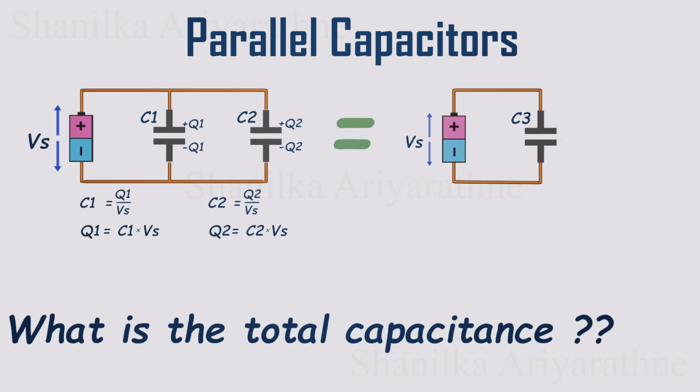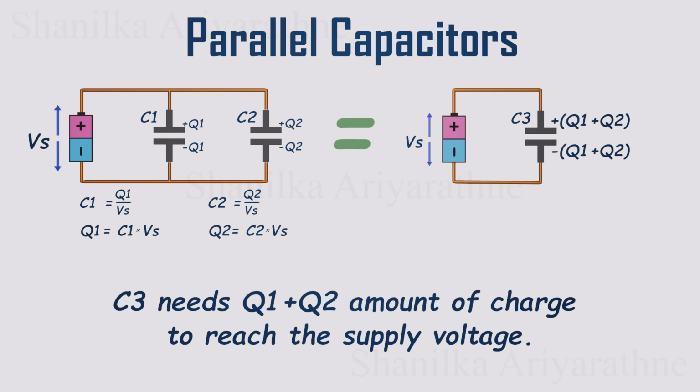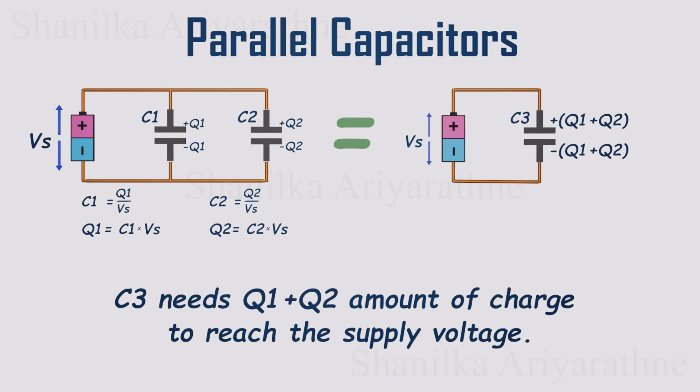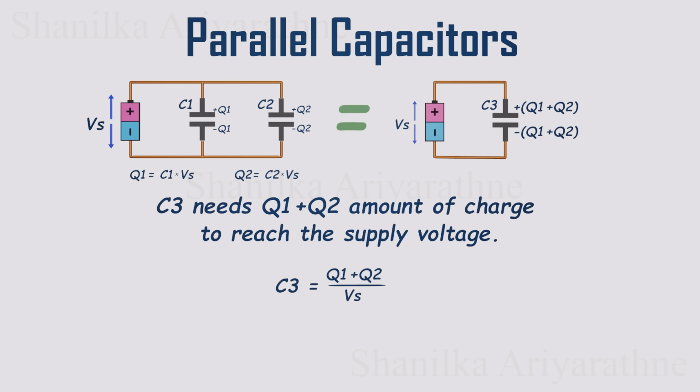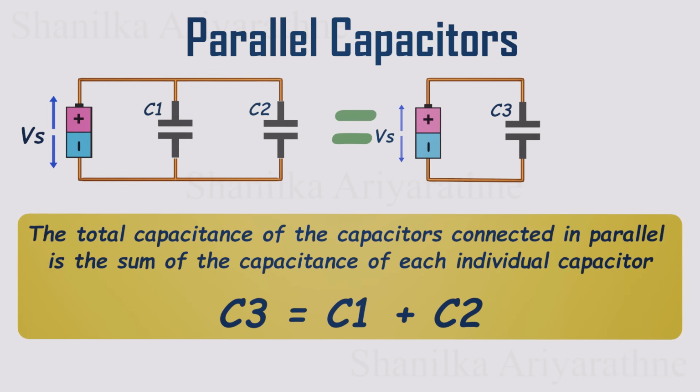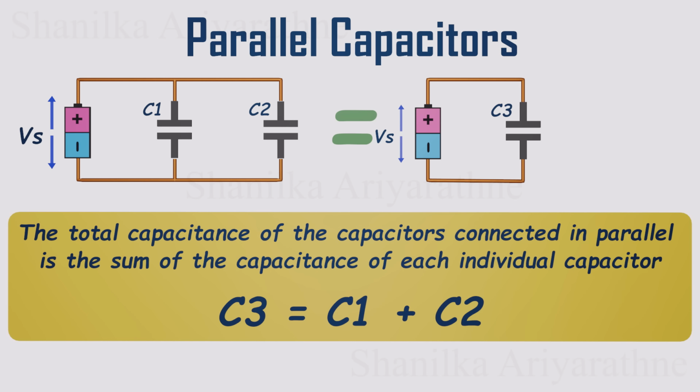This means C3 must store the same total charge. That's Q1 plus Q2, and reach the same supply voltage. Now here comes the key part. Capacitance is charge divided by voltage, so for C3 we can write Q1 plus Q2 divided by Vs. But wait, we can express Q1 and Q2 using the original capacitors. Now cancel out the V's, and boom, C3 equals C1 plus C2. So the big idea here? When capacitors are in parallel, their total capacitance is just the sum of the individual ones.